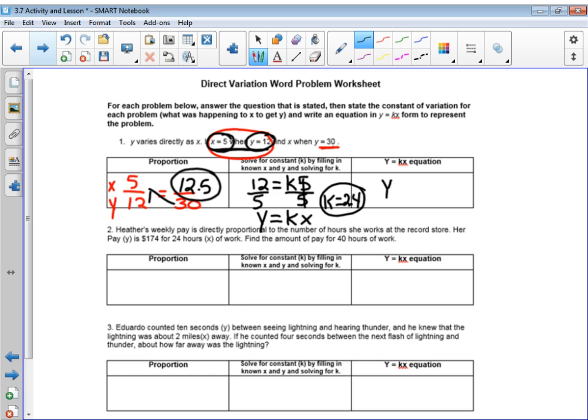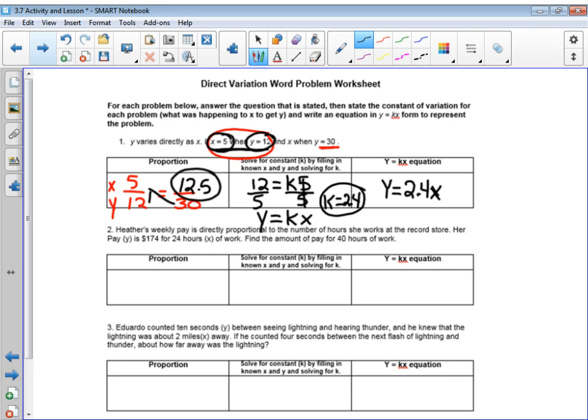So y equals, our k is 2.4 times x. Okay, and this is what we would be using if they wanted us to graph out that equation. We could go through and pick different x's and solve for y. But we know that it is directly varying by 2.4 every single time we have a different x.